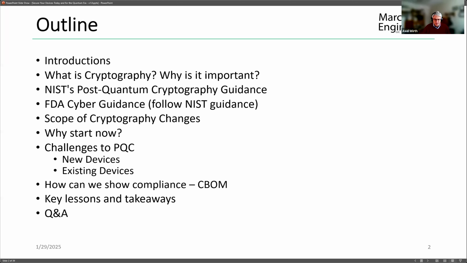Also, many times we see companies focusing on the cryptographic implementation itself, the algorithm, the key strength, and so forth, but they're not looking at the big picture, for example, how the cryptographic materials should be protected. The cryptographic keys, for example, as they are provisioned in your manufacturing process or as they are stored in devices and so forth.